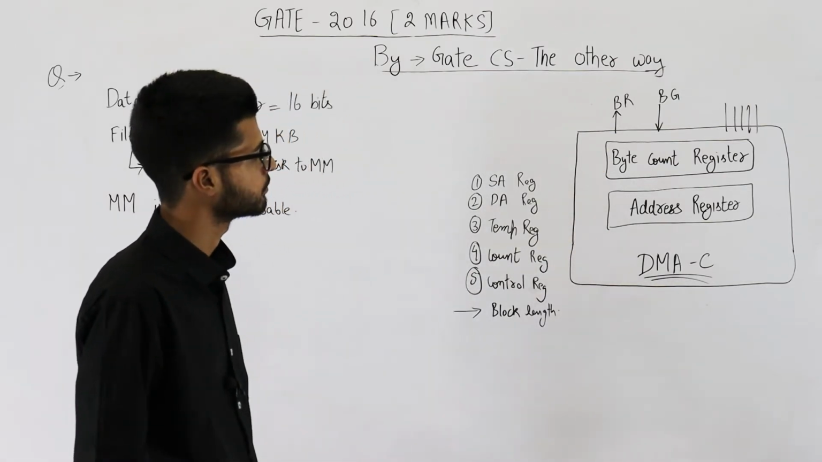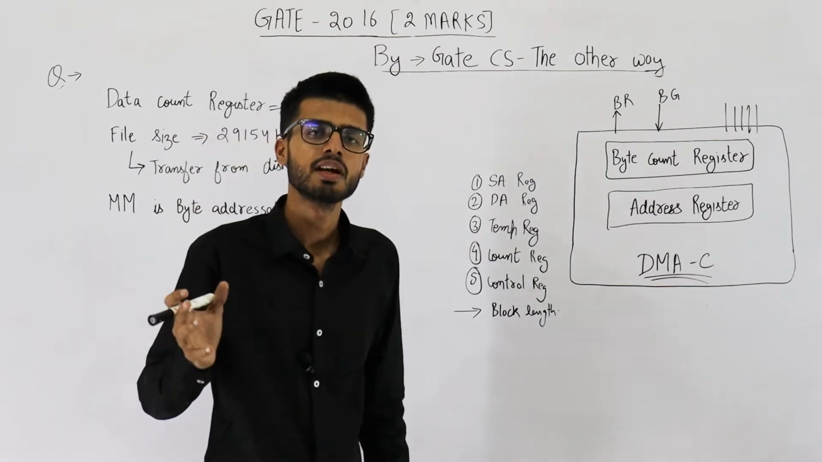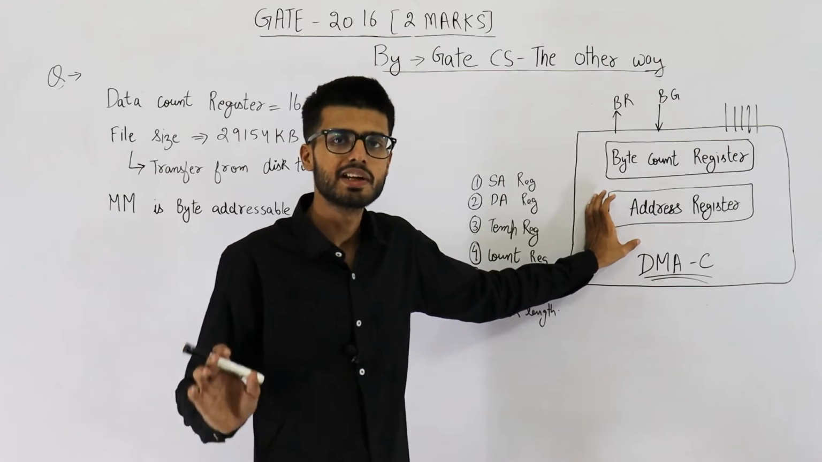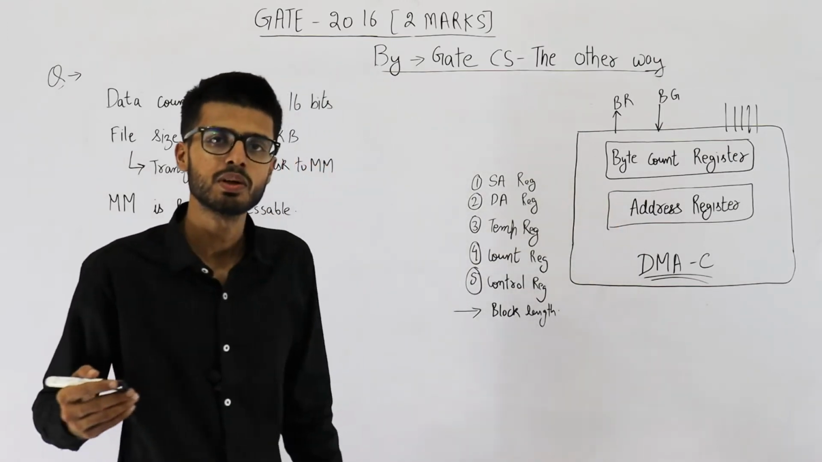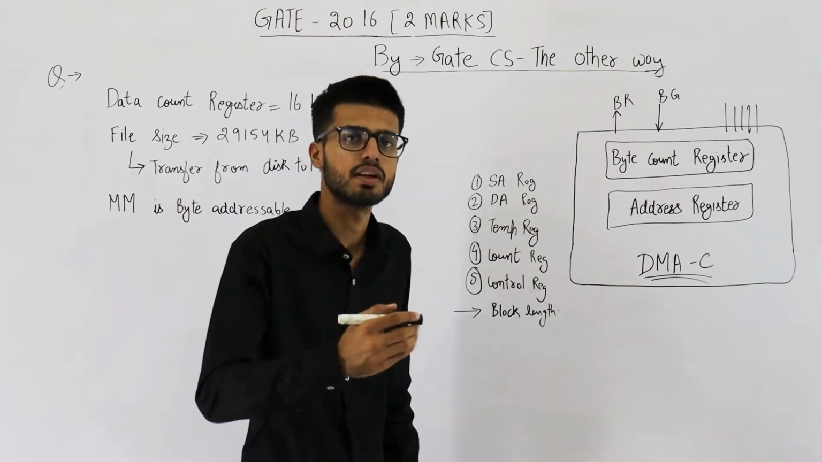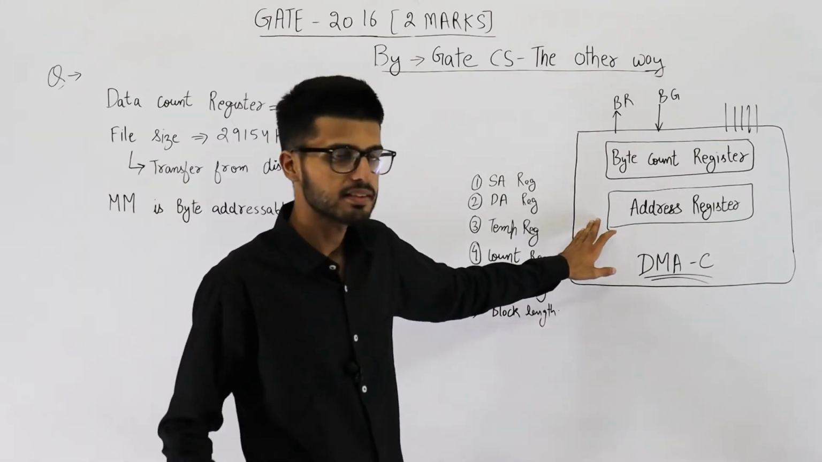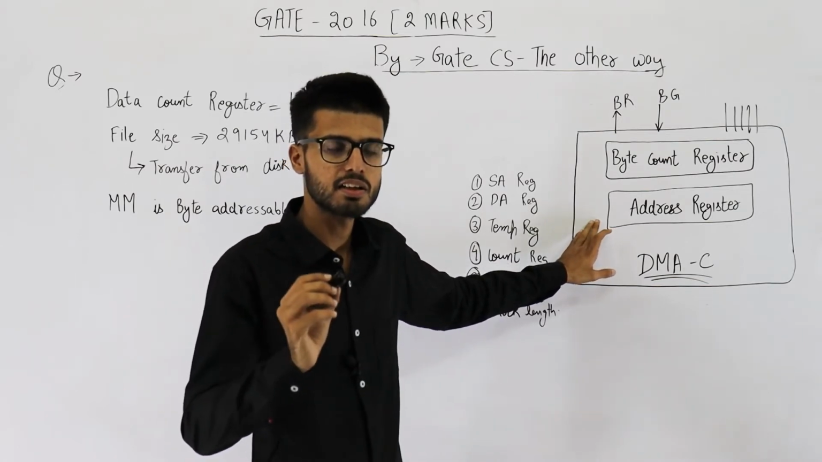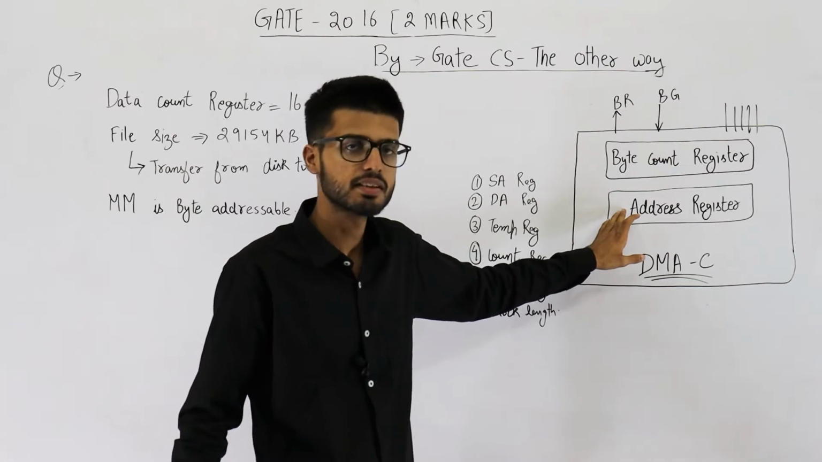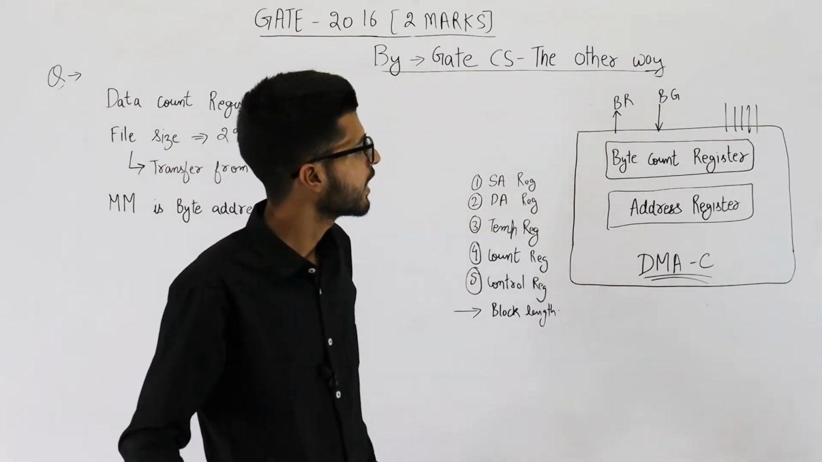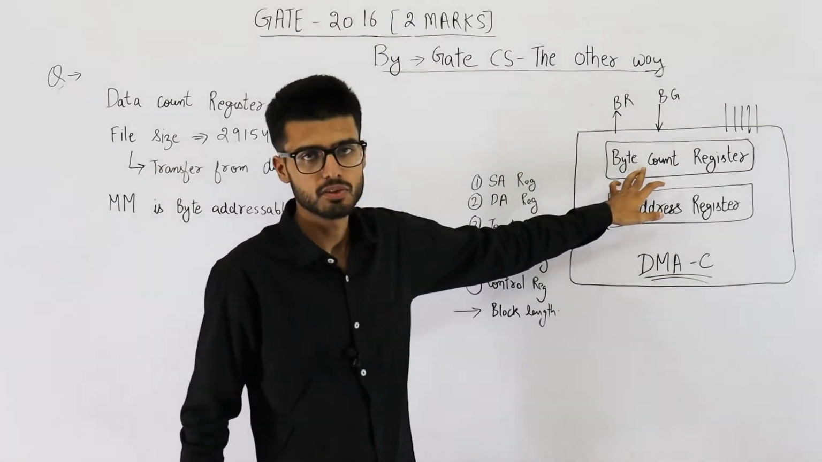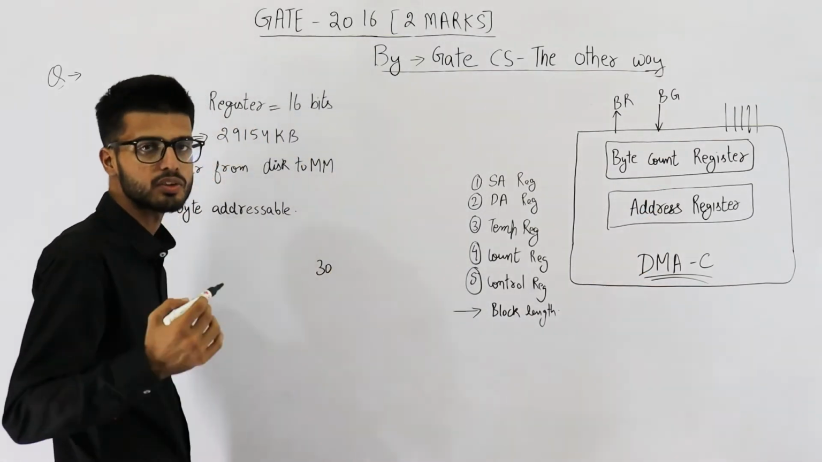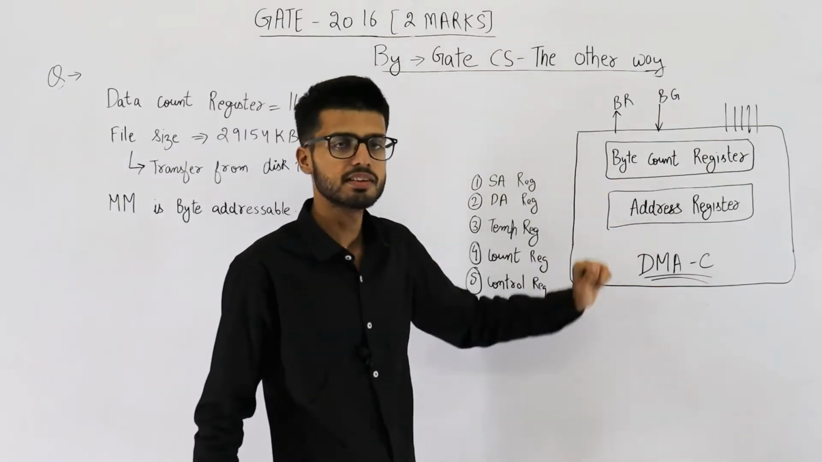Still, let's recap. If CPU wants to transfer some data, it will provide the address to DMA controller. For example, you need to transfer byte number 30, 31, 32, 33. You will provide this starting address of that block. That means starting address is 30. Then you will provide the number of bytes that needs to be transferred. Starting from byte number 30, we need to transfer 3 bytes. Okay, so count register will contain 3.